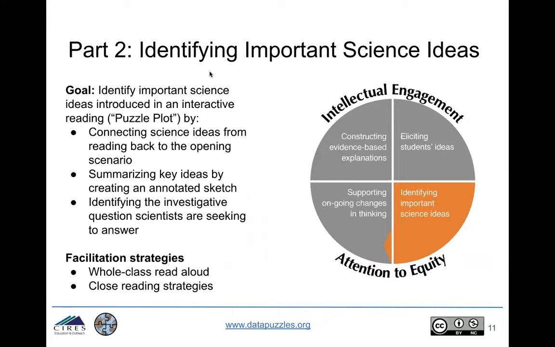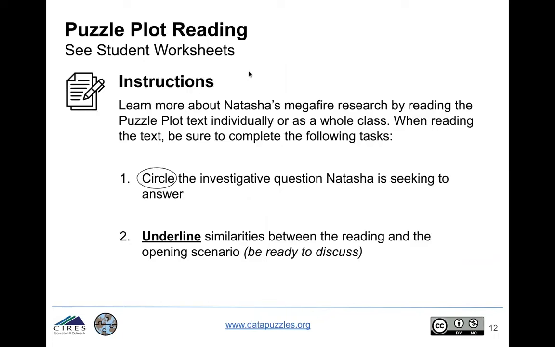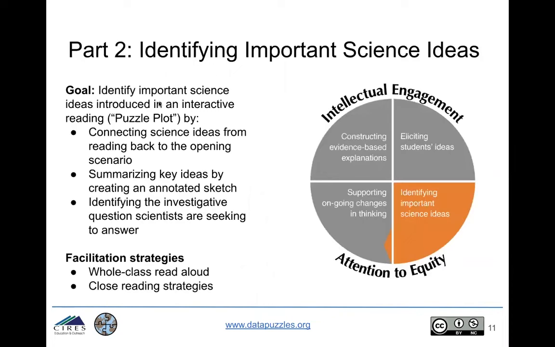And the goal of part 2 is to help students identify important science ideas that are introduced in this puzzle plot interactive reading. Your goal here is to help students connect science ideas from the reading back to that opening scenario. Students are going to be summarizing key ideas in an annotated sketch, and students will identify the question that Natasha is investigating and make a prediction about that question.